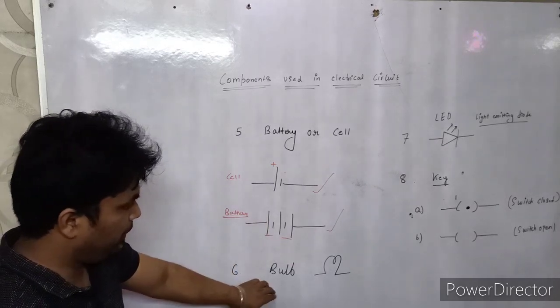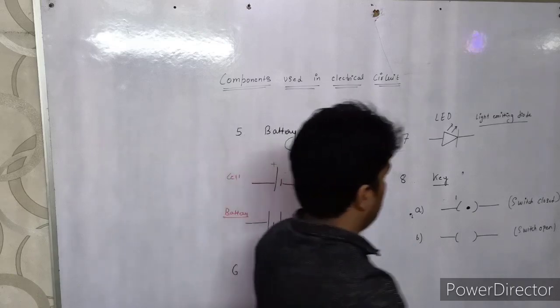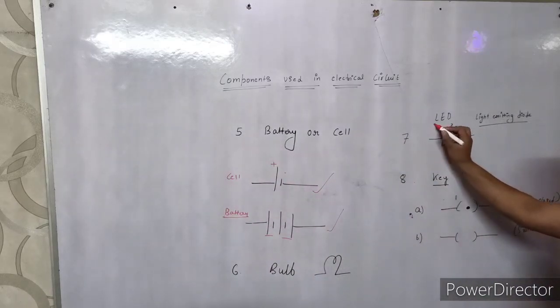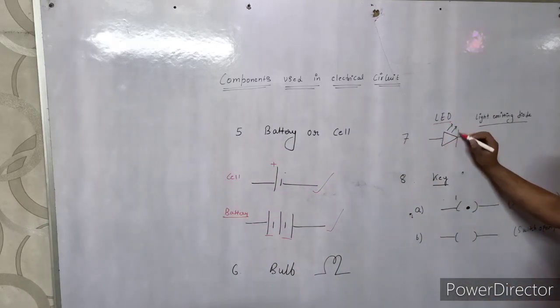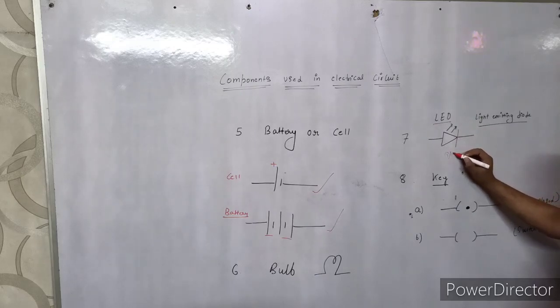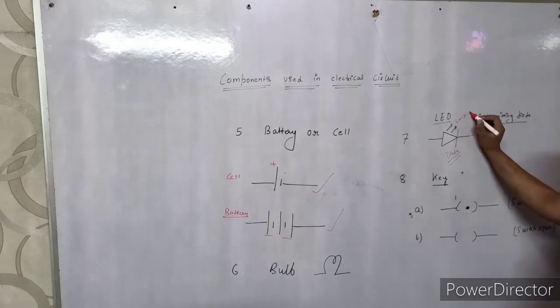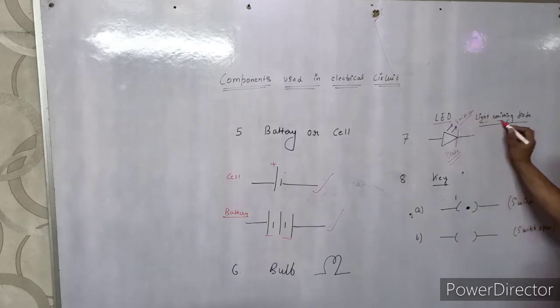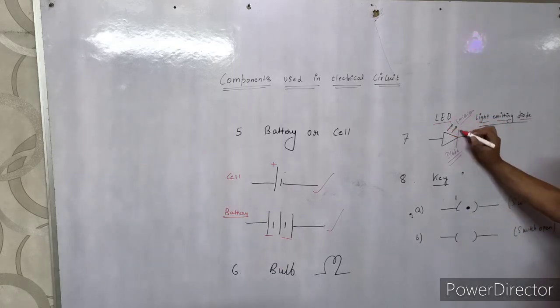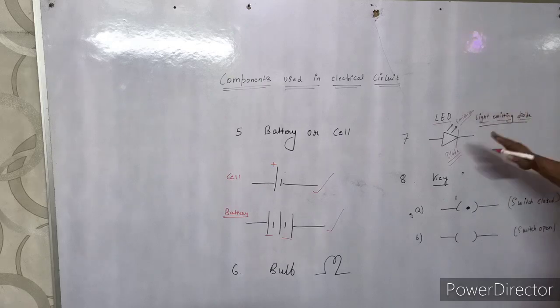This is the bulb, simply represented like this. Here it is the LED. This triangle part is used for the diode, and this arrow indicates emission. What is emitting here? It is light. As the name says, light emitting diode. This is the diode, and this is the symbol for emission of light. The light is emitted, that's why it is known as a light emitting diode.